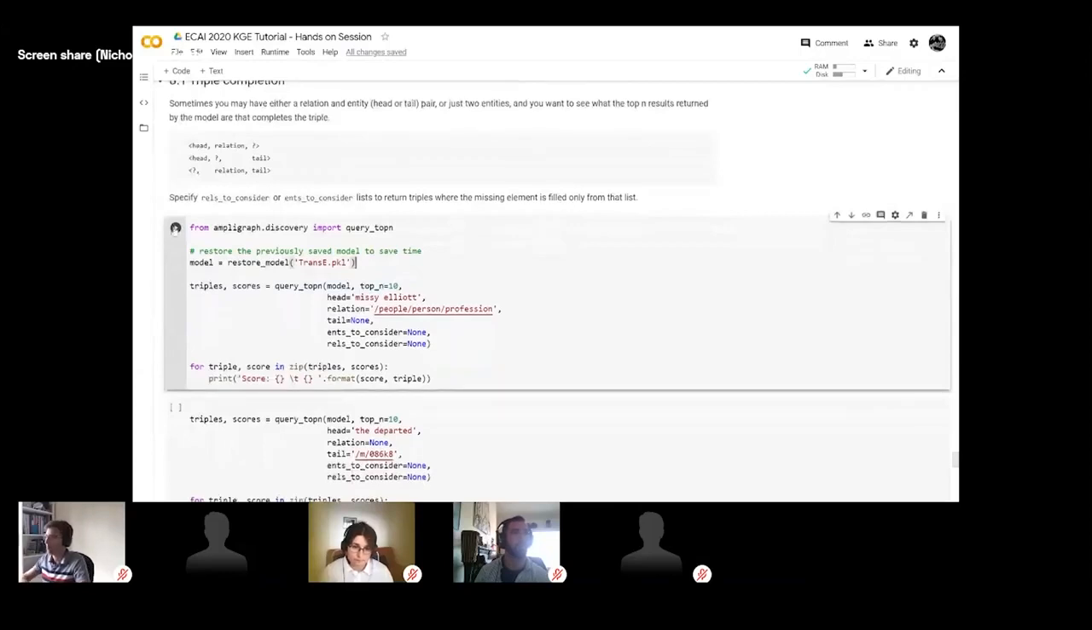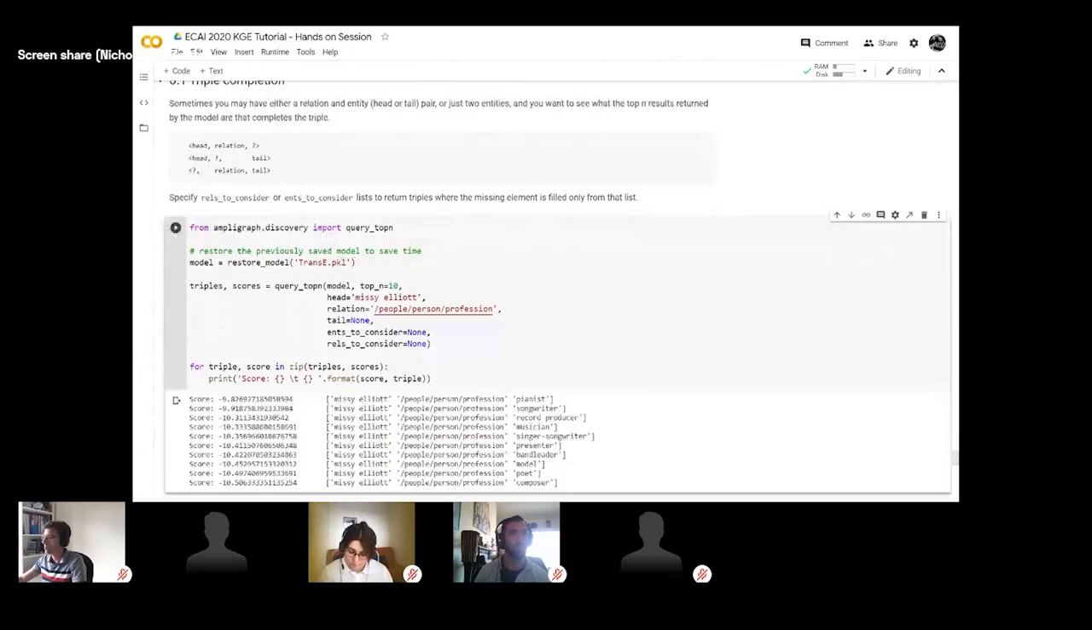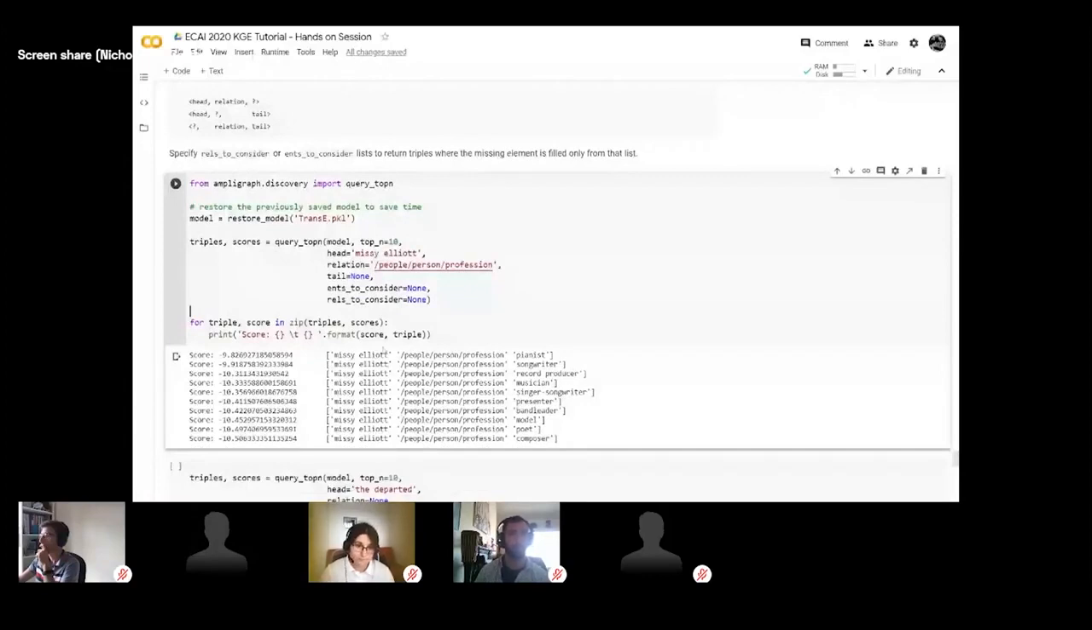So I'm just going to run this cell now. To save time, I'm going to restore the TransE model that we used previously. Here, we're providing the query top n function the model. Top n is the number of triples we want returned that are potentially true. For the head and relation, we're going to use Missy Elliott and the people person profession relation. You can see that the results returned from the model are that Missy Elliott is a pianist, a songwriter, a record producer, a musician. If you know who Missy Elliott is, these are all true-ish to a degree. I'm not sure how good she is on the piano per se, but they're all essentially artistic musician entities. You could then judge, based on the score or using the model calibration, whether these scores are more likely than many of the other triples.